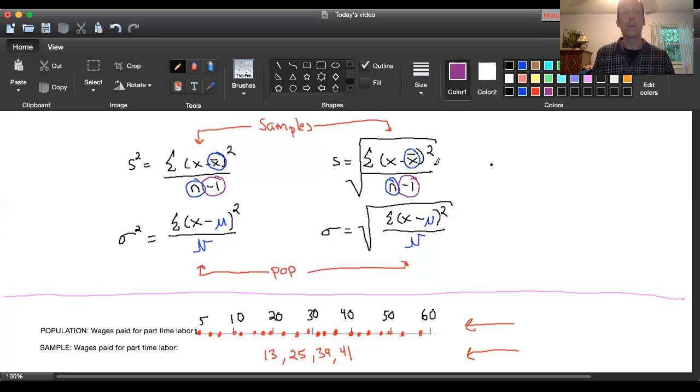So to recap, we talked about formulas for the sample standard deviation, the population standard deviation, the sample variance, and the population variance. And in the next video, we're going to get a chance to look a little bit more conceptually at the standard deviation to make sure that we really understand what it's measuring from a practical standpoint. I'll see you in the next video.